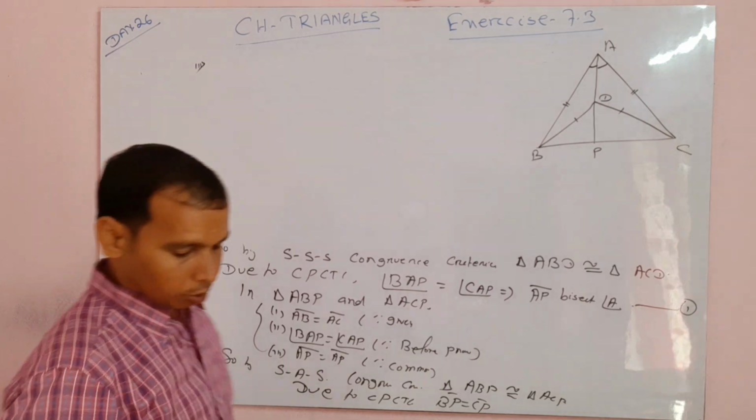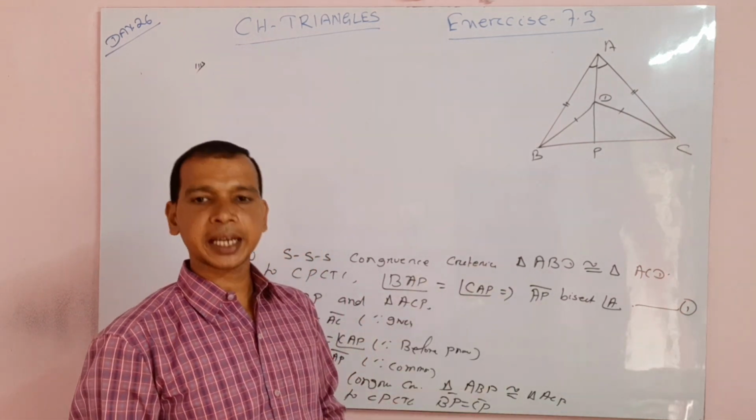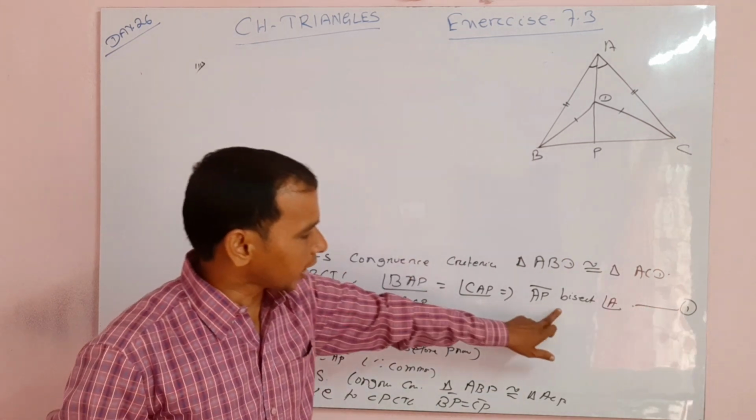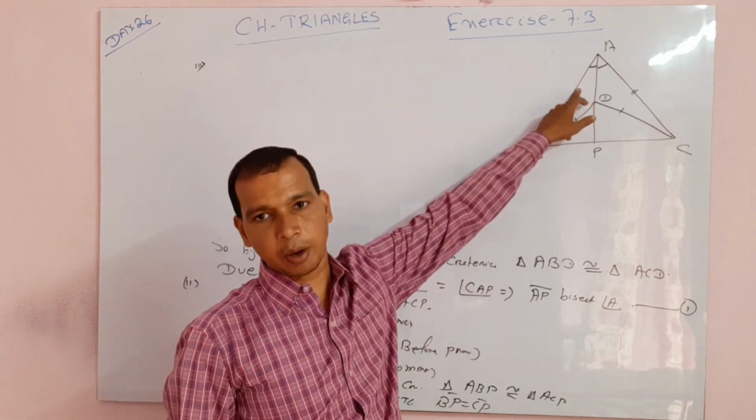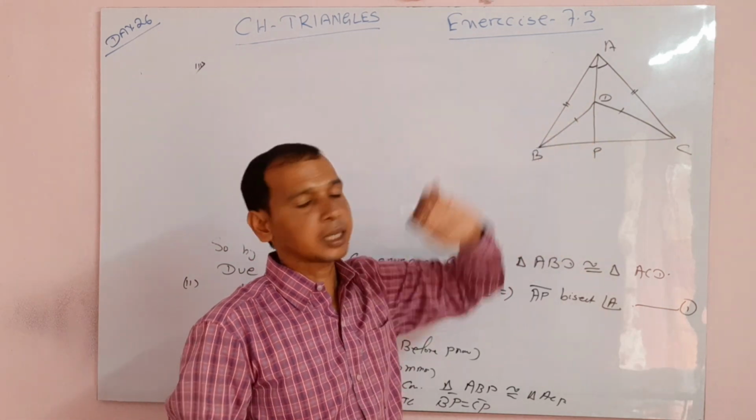Third bit, our aim is to prove that AP bisects angle A as well as angle D. Already from equation 1, AP bisects angle A. Now we have to prove that AP bisects angle D.